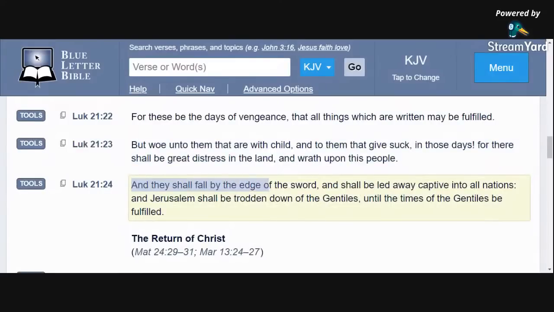And they shall fall by the edge of the sword, and shall be led away captive into all nations. You're going to slavery in all nations. And Jerusalem shall be trodden down of the Gentiles, until the times of the Gentiles be fulfilled. A question for stupid Christians, and anybody that think you know something: when did the times of the Gentiles get fulfilled? When would that be? Because we know you Christians are prophetically illiterate. The times of the Gentiles is going to be until the Lord comes back.